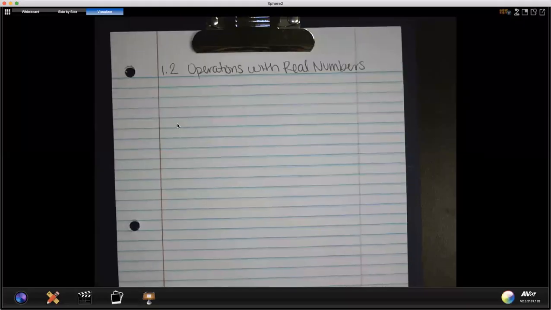So today's lesson is 1.2, operations with real numbers. We're just going to talk a little bit about some of the rules when it comes to adding, subtracting, multiplying, and dividing with our two different signs. Our two different signs are obviously positive numbers and negative numbers, okay?